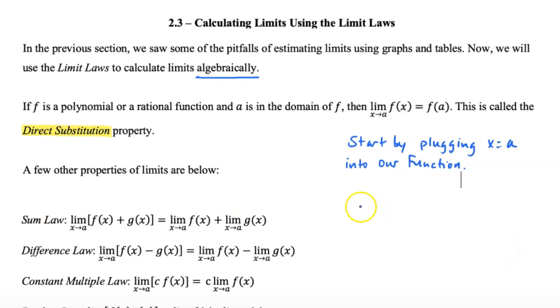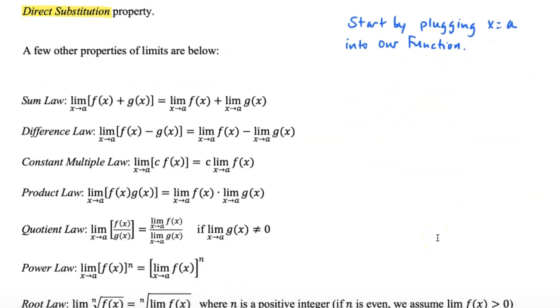We have a few other properties of limits, and these might seem a little bit obvious, and they kind of are. So we've got the sum law that tells us that the limit of the sum of two functions, f of x and g of x, as x approaches a is equal to the limit as x approaches a of f of x plus the limit as x approaches a of g of x. We've got the same idea for the difference law, that the limit of a difference is just the limit of the first function minus the limit of the second function. Kind of a little bit obvious.